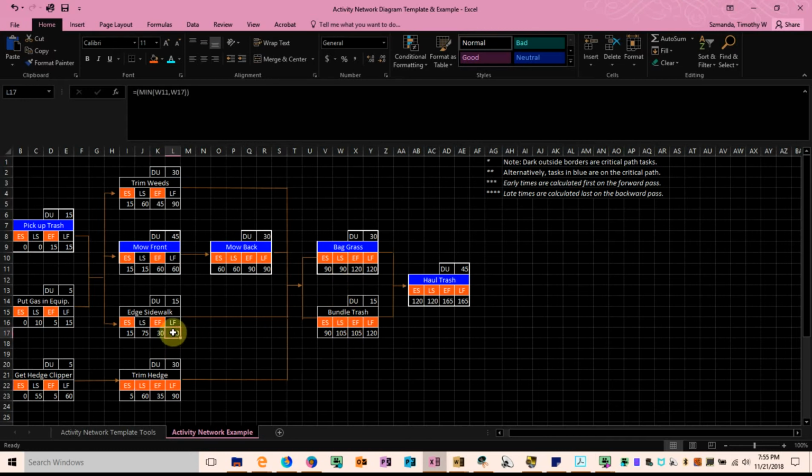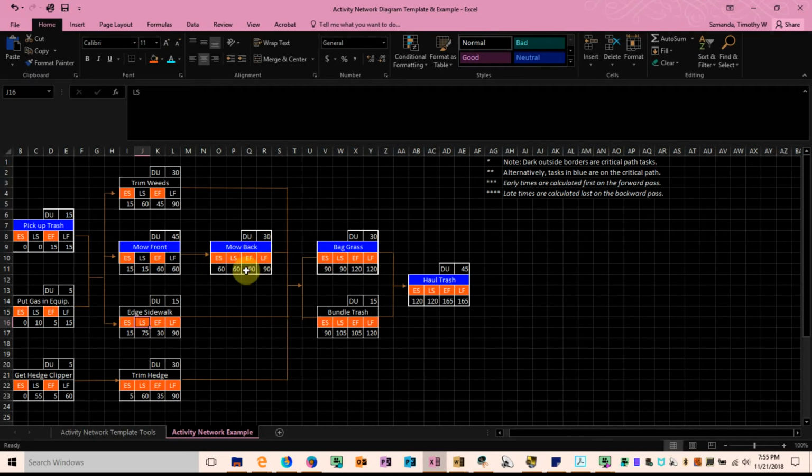And so we'll enter 90 as our latest finish again. The latest start for edging the sidewalk would be the 90 minutes latest finish minus 15 duration is 75 minutes. Up to mowing the front. Now, what activity comes immediately after mowing the front?